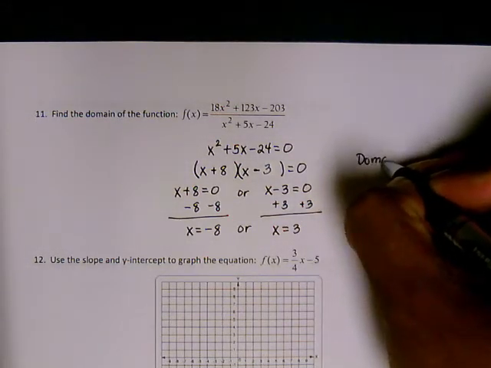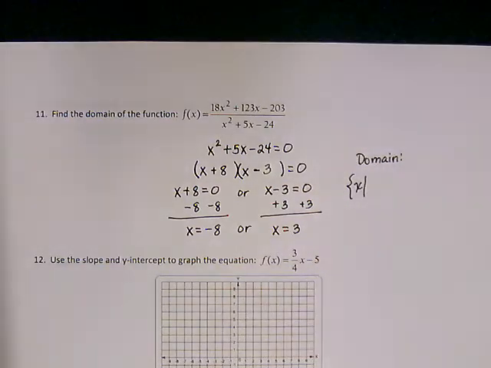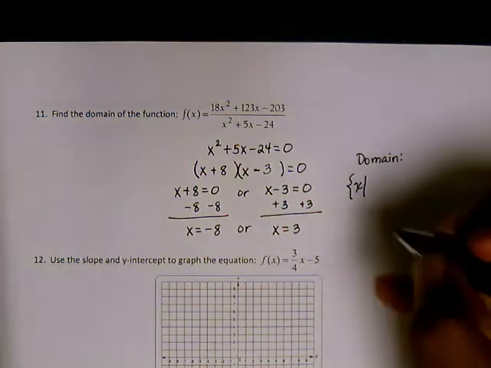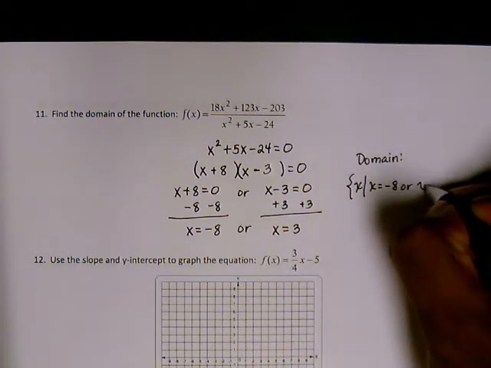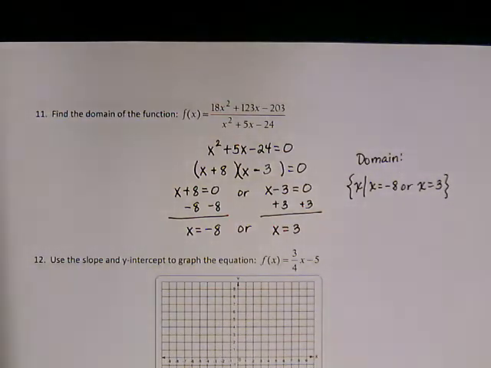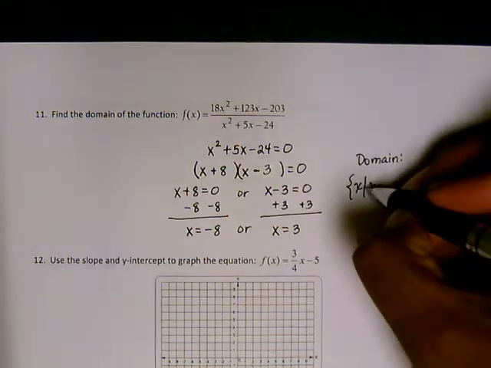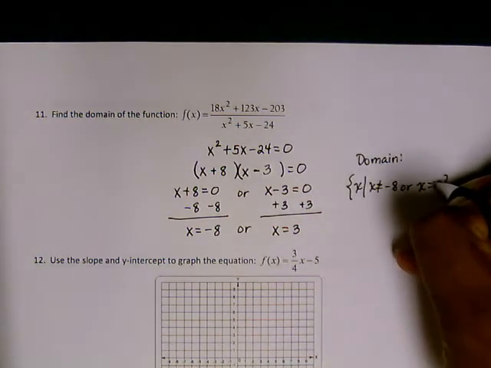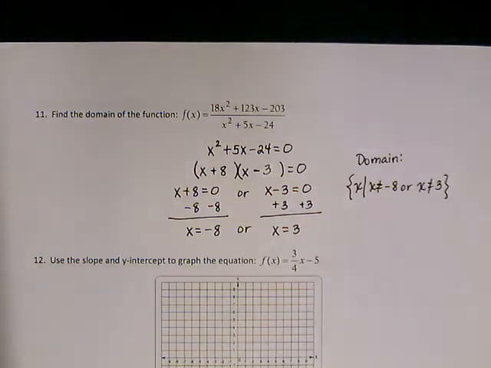So the domain of that rational function is this. And I'm just writing this in set builder notation. That's the set of all x such that x equals negative 8 or x equals 3. So the domain is all values of x such that x is, and I should say not equal to, for each one of those, not equal to negative 8 or x is not equal to 3.